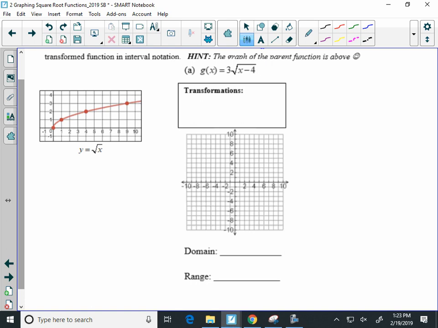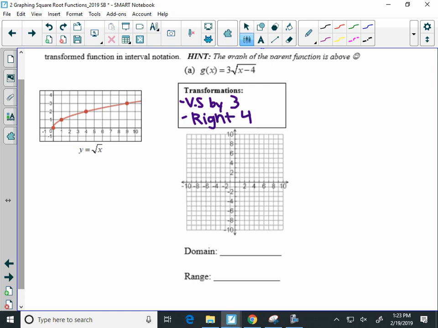Okay? So we're going to start with the function 3 times the square root of x minus 4. So let's first decide what happened to this graph. What does the 3 do? Vertical stretch by 3. So our graph's going to get taller. And the -4 on the inside. Right 4.